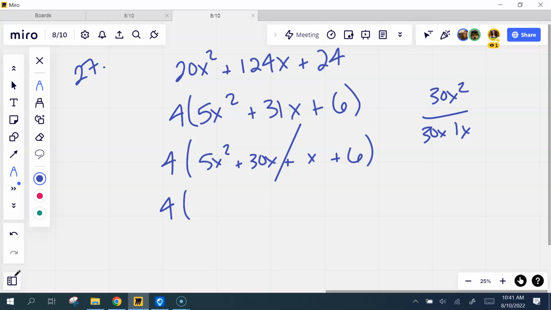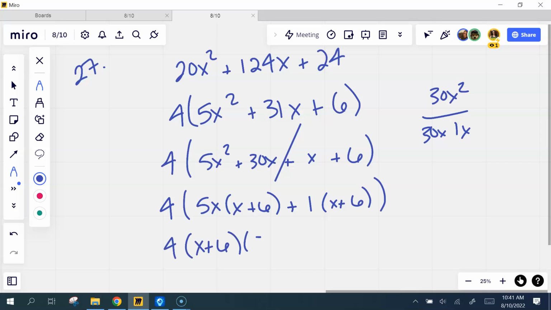Huh? No, that can't be broken down any further. Oh, yes, I'm sorry. Which is what we're going to end up getting here. If I take out a 5x, I end up with x plus 6. GCF is 1. You should come back to the same thing that we have. X plus 6, 5x. There's your 5x plus 1.